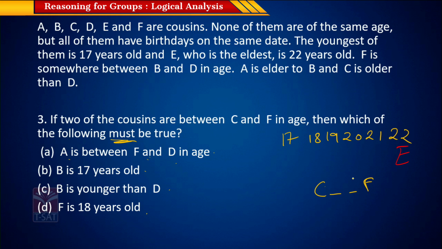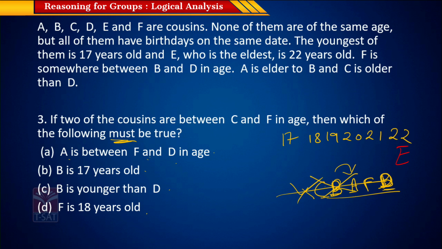Let's say A is here, D is here and B is here. So here in this arrangement, A is between F and D, right? Sorry, let's put B here and D here. So this cannot be true because A here is older than B because it is right of B, and C here has to be to the right of D, so this is not possible.